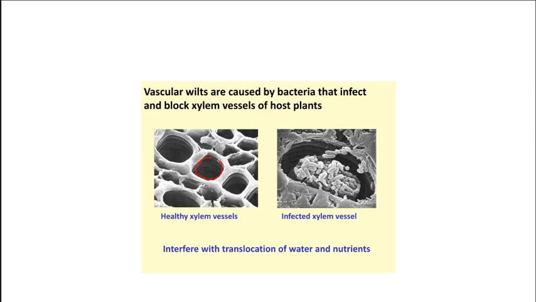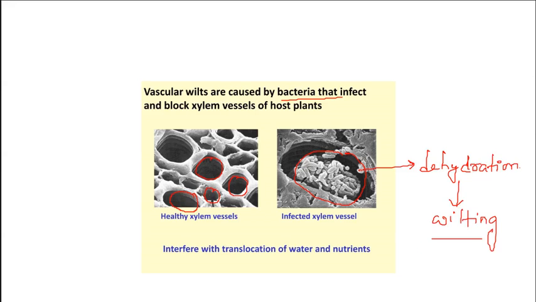But due to several causes, for example infection by bacteria or fungus, these pores are clogged. When these pores are clogged, then the plants suffer from dehydration, and this dehydration leads to wilting of the plant. The dehydration and wilting, or vascular wilting, is due to the clogging of the xylem vessels, which help in the transportation of water. So option 1 will be the correct answer.